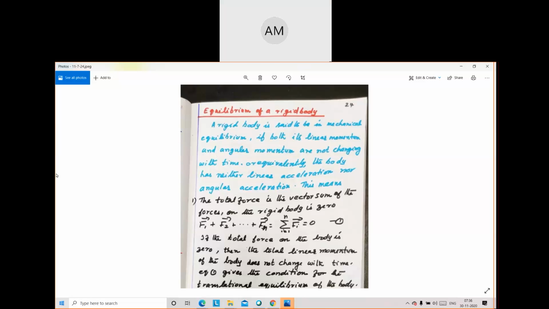I asked the equilibrium of a particle. What is it? The net external force is 0. Yes, the vector sum of all the forces equal to 0. Correct. Vector sum of all the forces acting on it is 0. Most of you are having that problem.